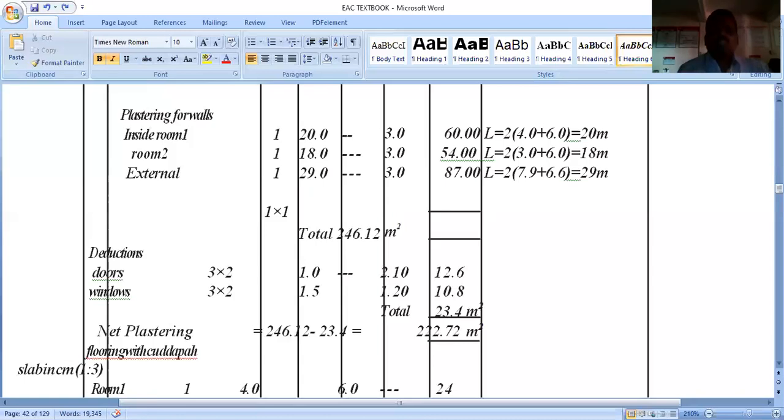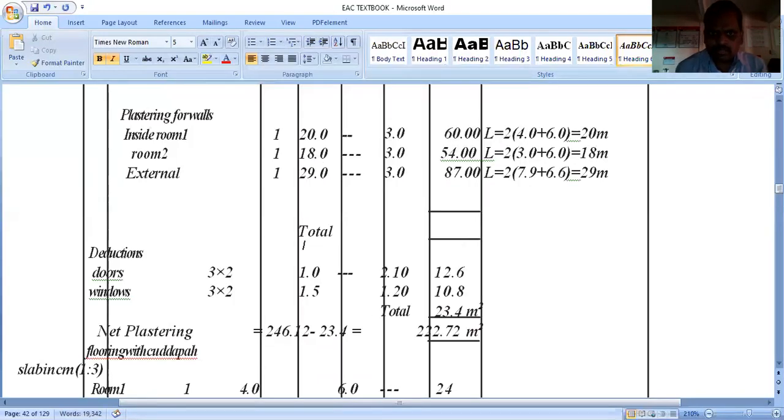Very good. Now we'll find out the total. How much will be the total plastering? We'll write it here. The plastering of room 1, plus the plastering of room 2, plus the external plastering will be the total. So it is 60 plus 54 plus 87. It is 201 square meter.